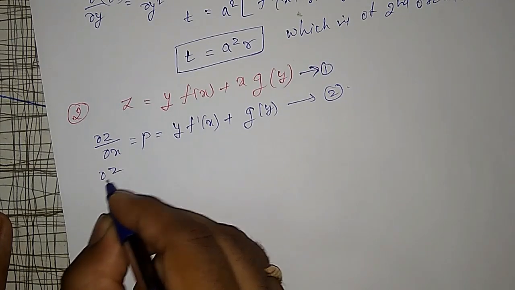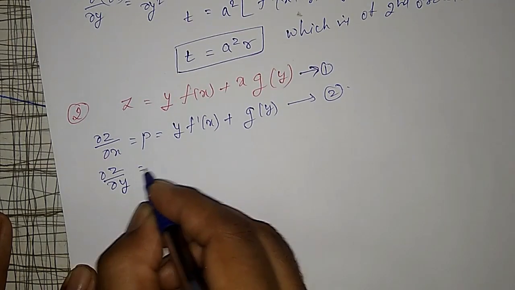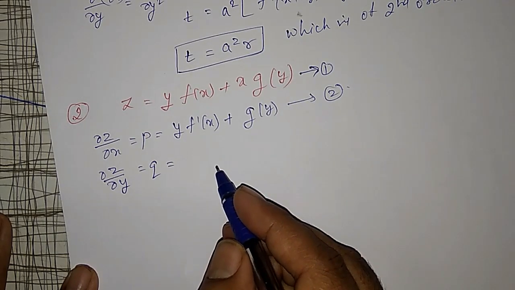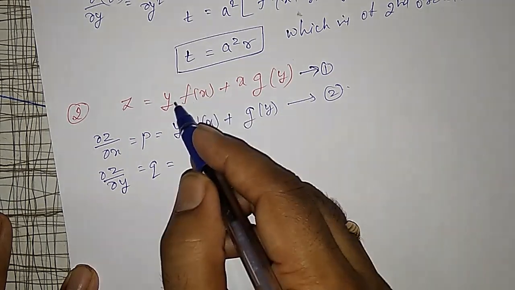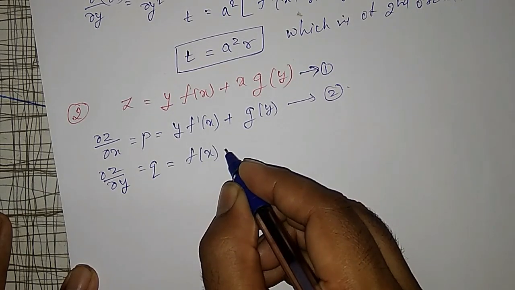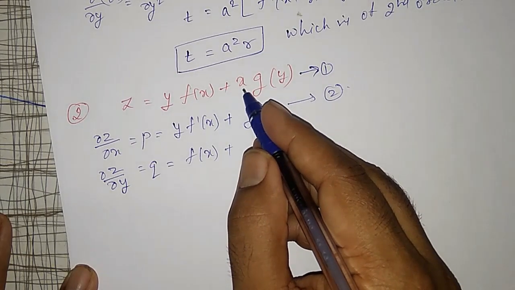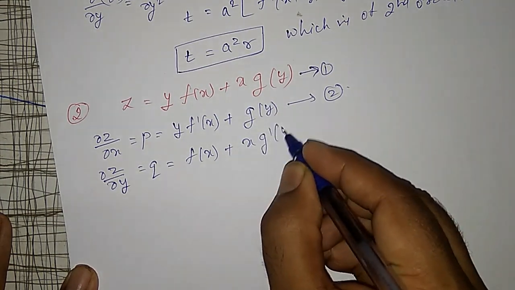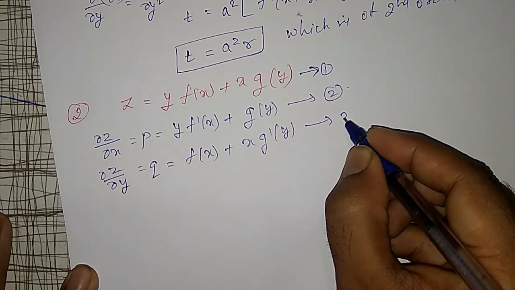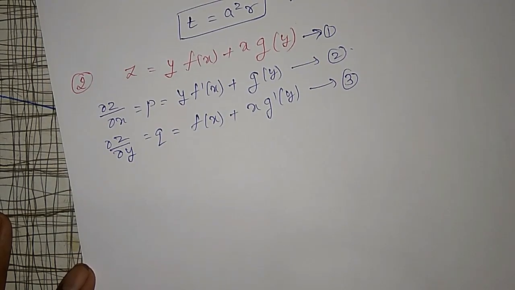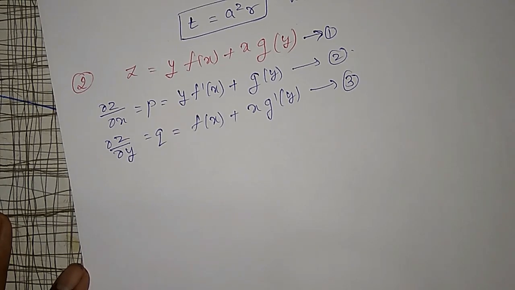Like that, dou z by dou y is equal to q, the partial differential with respect to y now. Again f of x is constant, the partial differential of y is 1. Therefore f of x plus, here, partial differentiation with respect to y, x is constant, g dash of y. From these two equations only, it is not possible to eliminate f dash and g dash as well as f of x and g of y.